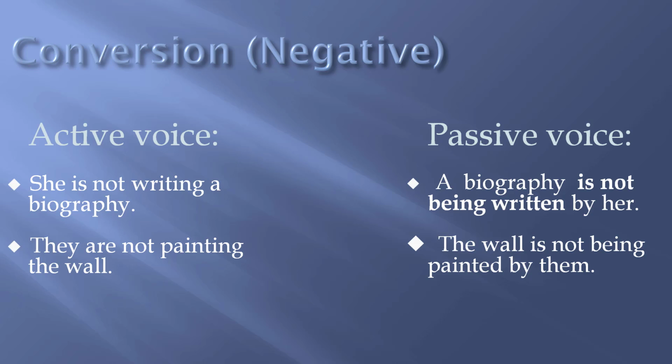You can see that the basic structure is the same. The difference between an affirmative and a negative sentence is that we simply put not after the helping verb. The rest of the structure remains the same. In this way you would convert affirmative sentences into negative. Let's move forward.